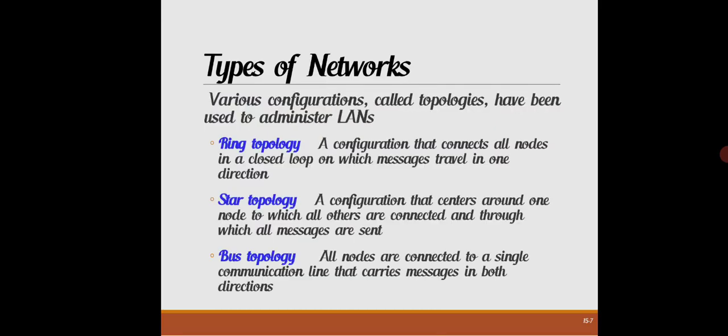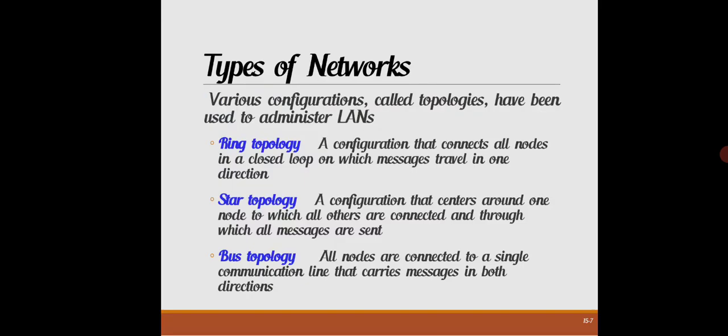Types of networks. Various configurations called topologies have been used to administer LANs. Ring topology, star topology, bus topology. Ring topology, a configuration that connects all nodes in a closed loop on which messages travel in one direction.